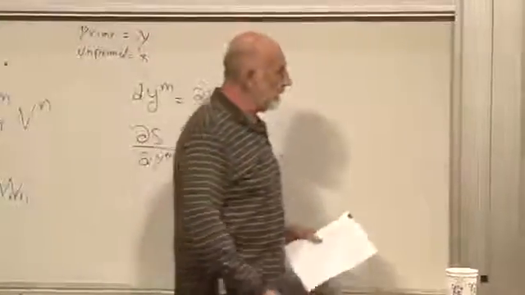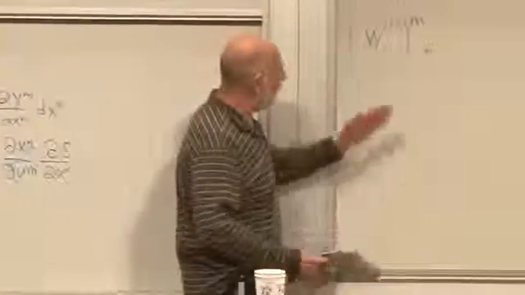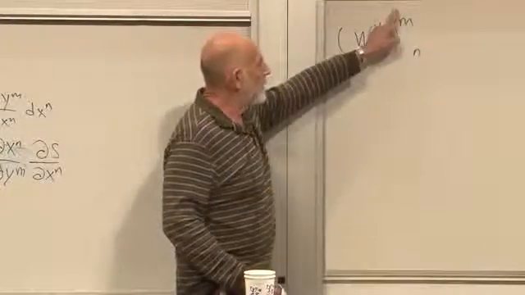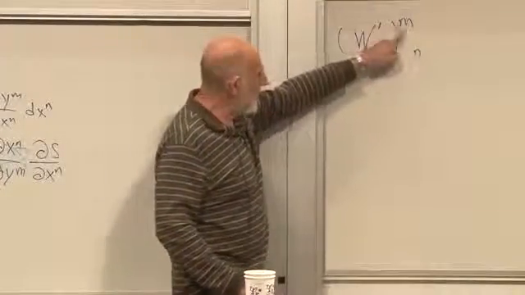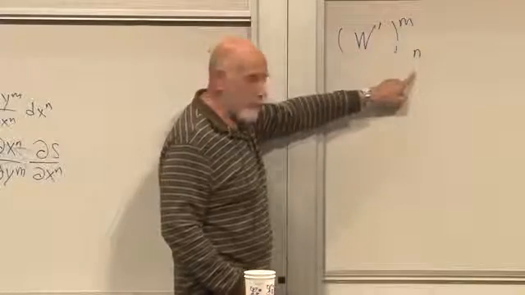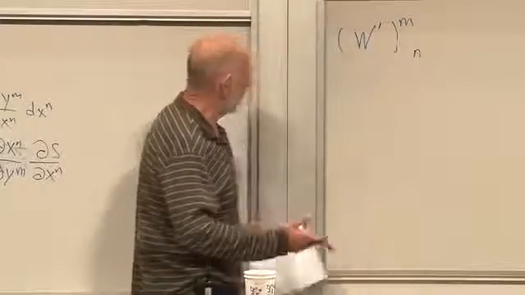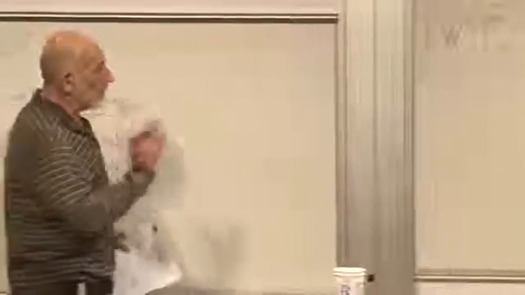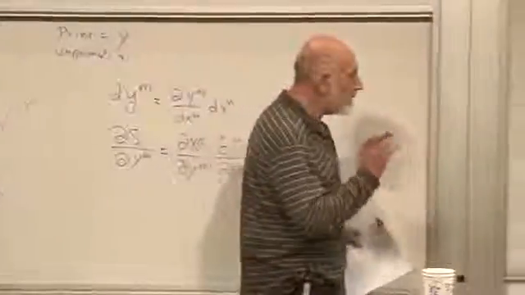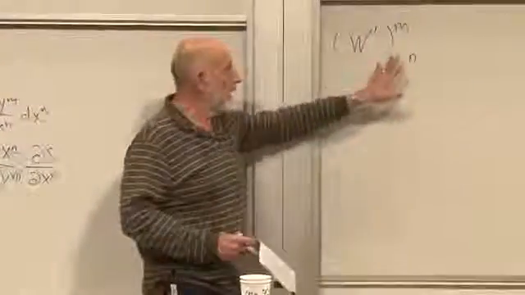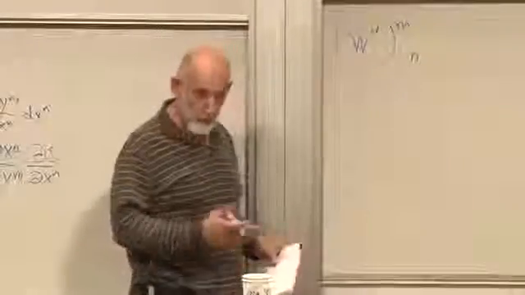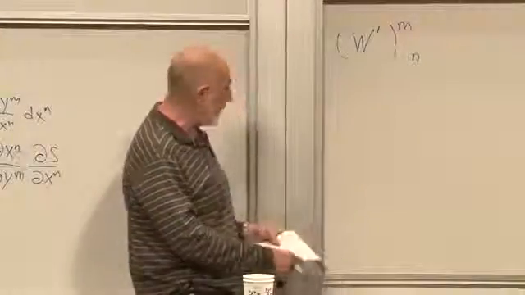A tensor like this could just be the product of two vectors, one with a contravariant index, one with a covariant index. I won't bother writing it out, but what makes this thing a tensor is its transformation properties. So let me show you what the transformation properties are.